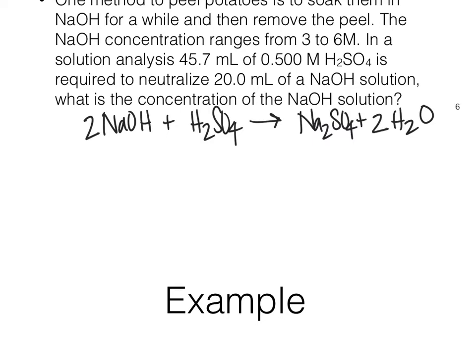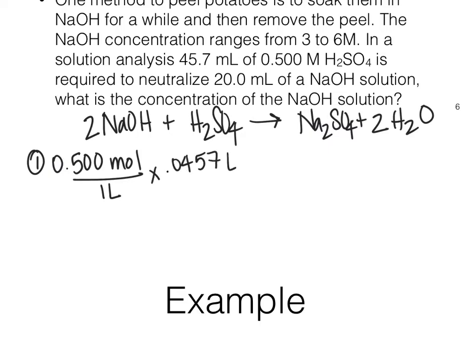So in this case, we have 2 base units for every 1 acid, or 2 moles of base per 1 mole of acid. So from here, we now need to return to step 1, where we take our 0.500 moles in 1 liter, multiply that by 0.0457 liters, which gives us 2.28 times 10 to the negative 2 moles of H2SO4.